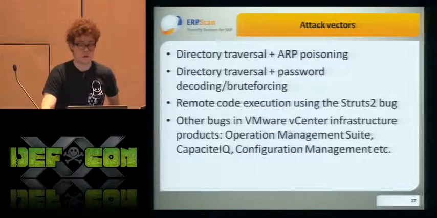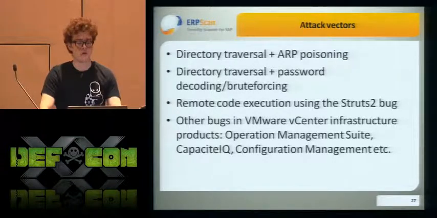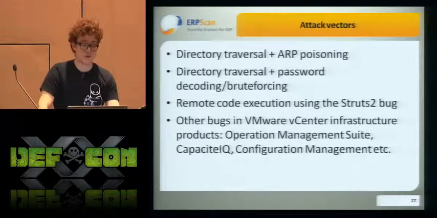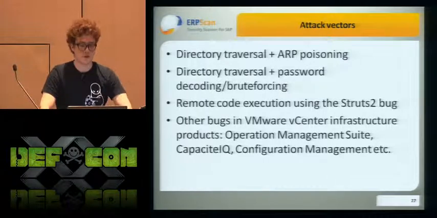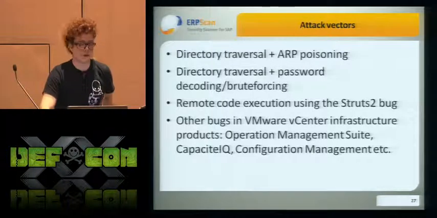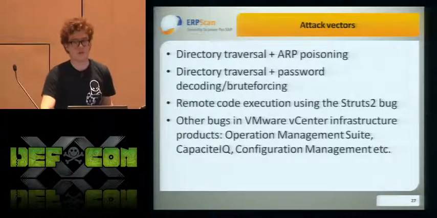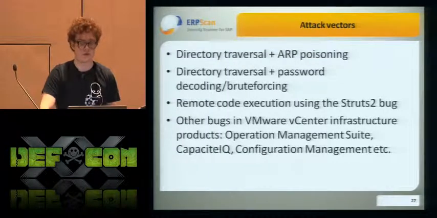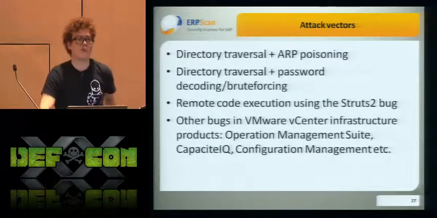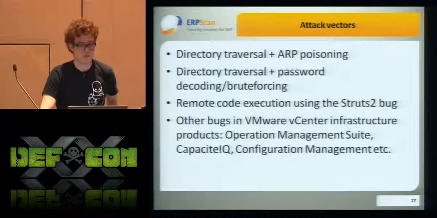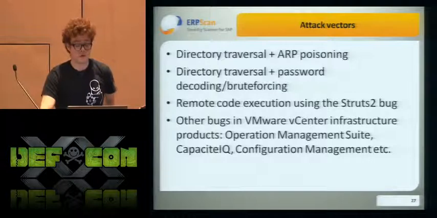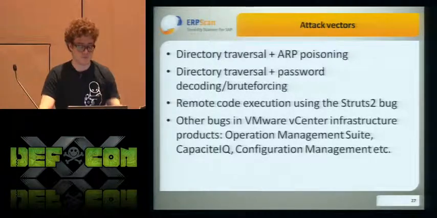So there are 4 vectors to attack vCenter. We found directory traversal and ARP poisoning, directory traversal and password decoding, brute forcing, and remote execution using the Struts bug. Also, there are a lot of products that go with vCenter, like operations management suite, capacity and configuration management. They all have some sort of credentials for vCenter. So there may be other vulnerabilities in the system.